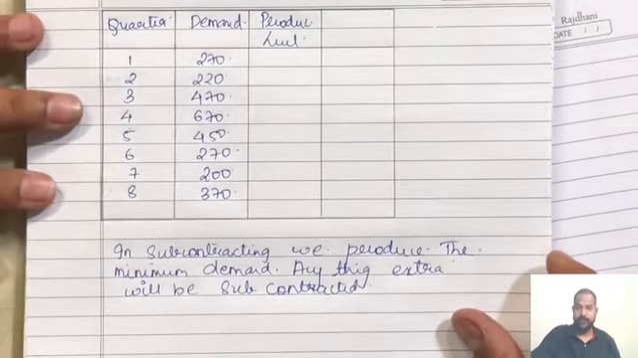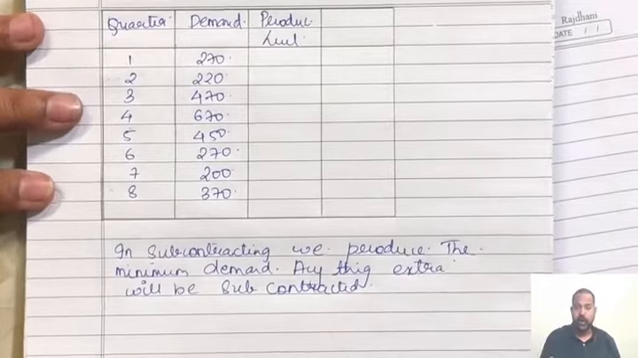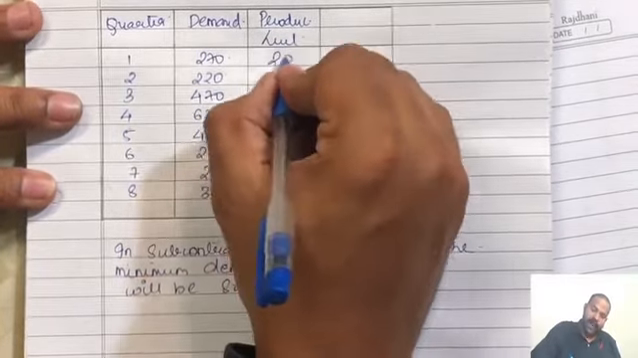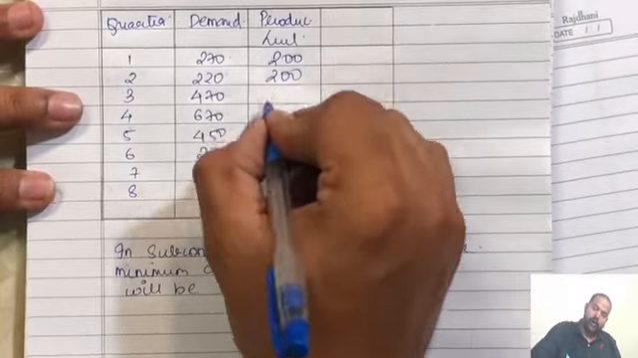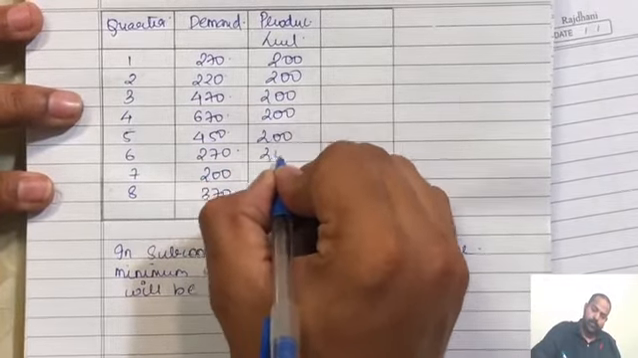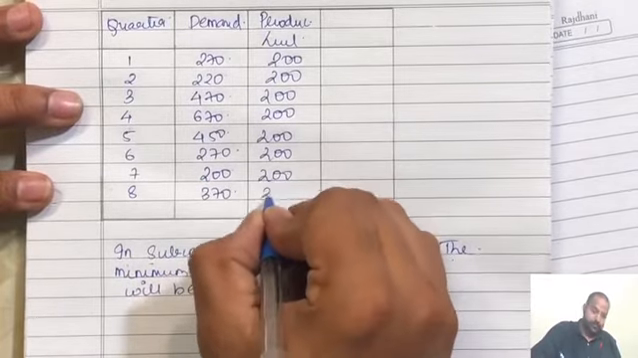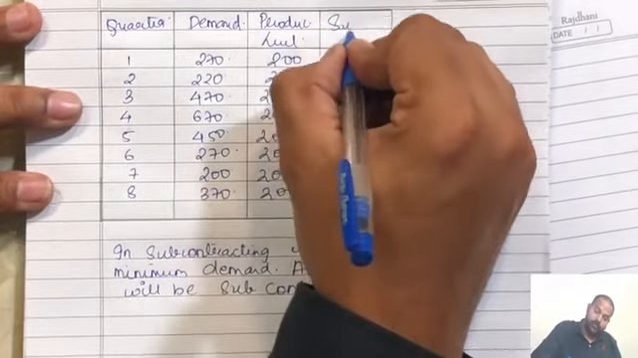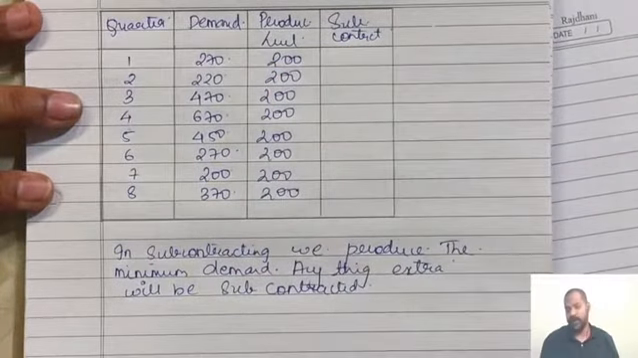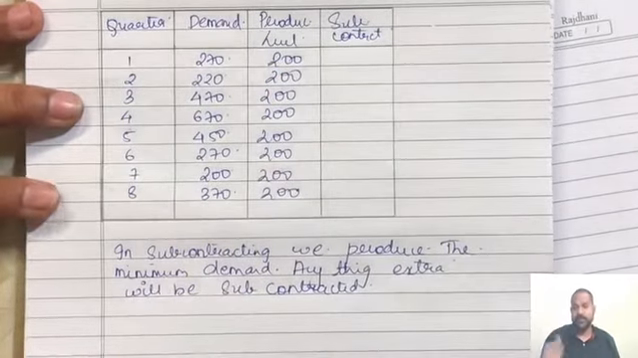Well, let's begin then. What is your production level? Minimum. What is the minimum? 200. Then I will produce 200 units throughout. What if I require extra? Well, I'll subcontract them. What if I require less? Well, you never require less because I am producing the least.